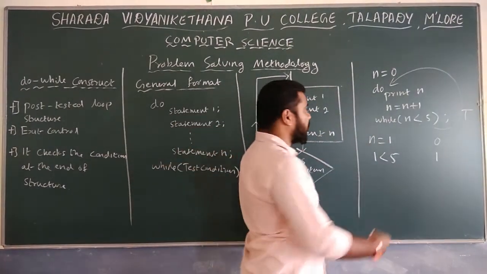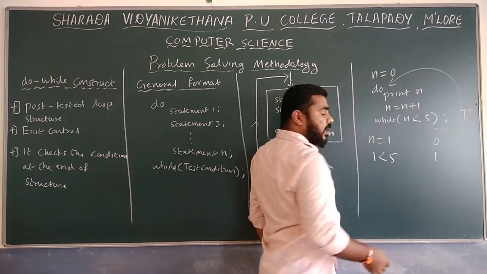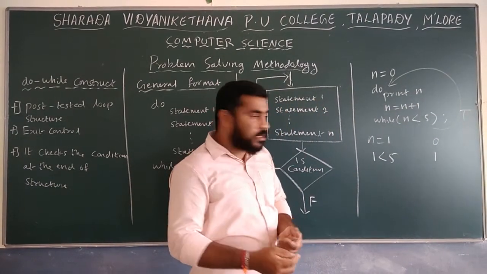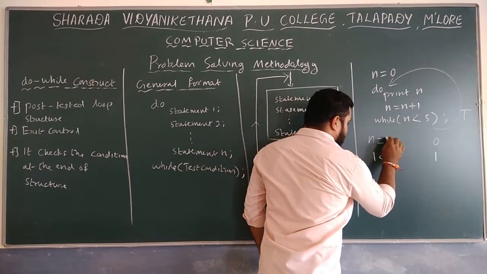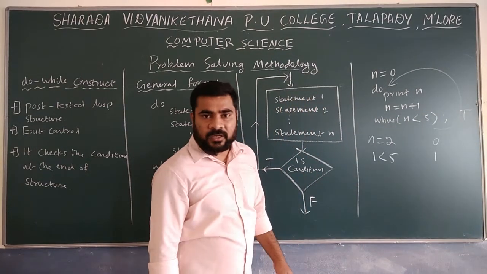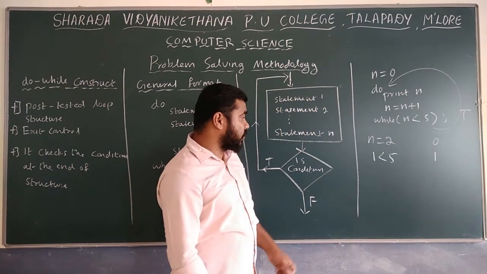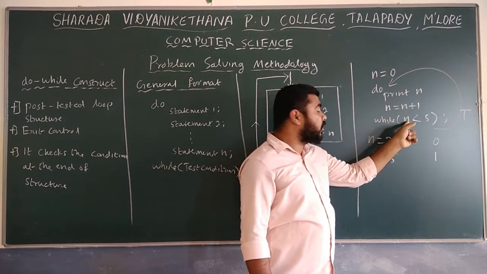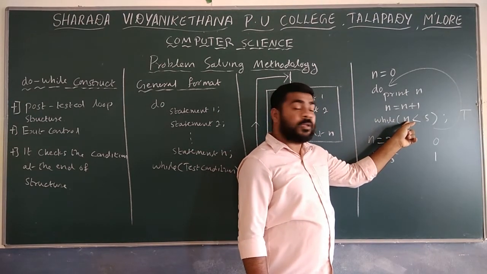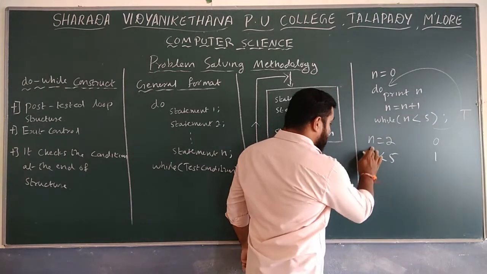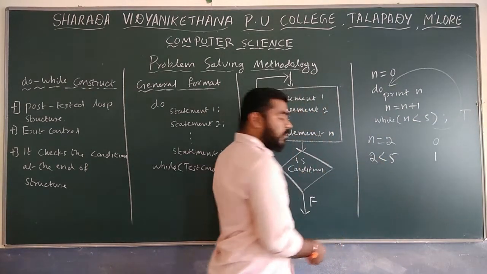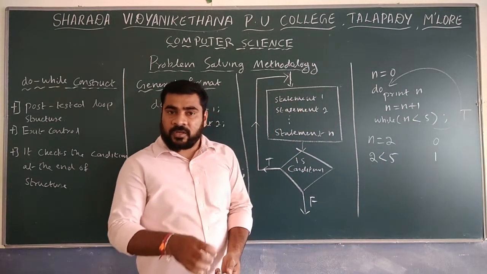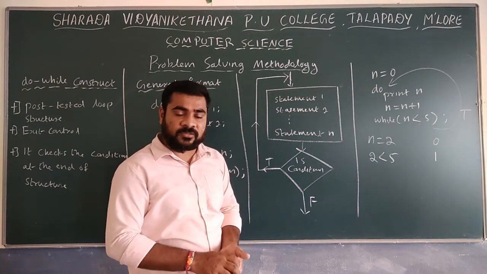After printing n, n is equal to n plus 1. That means 1 plus 1, which will be 2. So the value of n is 2 now. Whenever the value of n is 2, we are going to compare: 2 less than 5, or n less than 5. Is 2 less than 5? Yes, 2 is less than 5, so the condition is true.